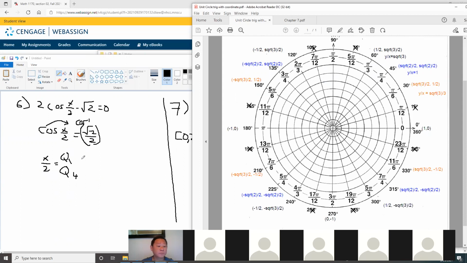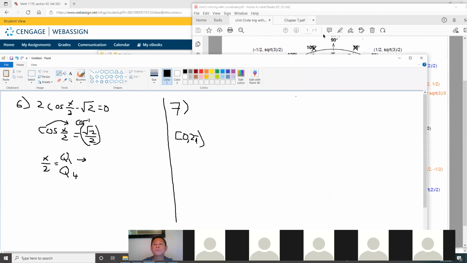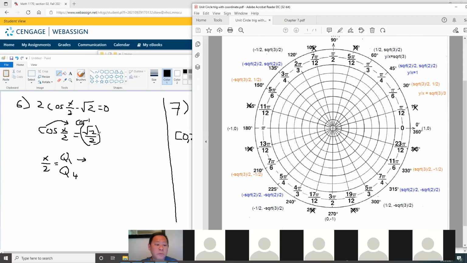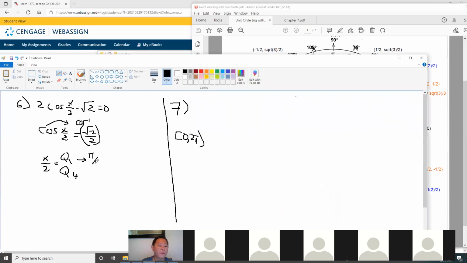Quadrant 1 is the square root of 2 over 2. Anyone? Pi over 4. Pi over 4 is correct. And quadrant 4? 7 pi over 4. So this will be pi over 4 plus 2n pi, and quadrant 4 will be 7 pi over 4 plus 2n pi.